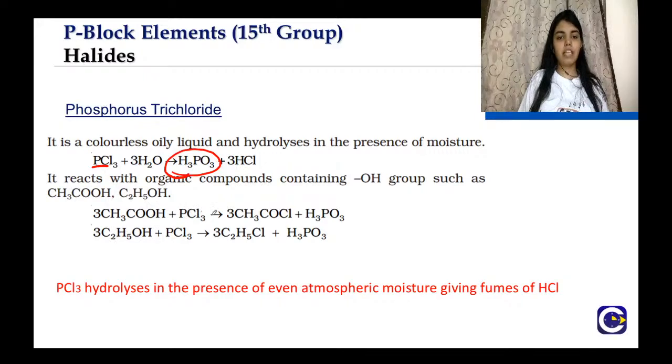Here, acylation is taking place, CH3COCl is being formed, right? And here that OH group is replaced by chlorine itself. Here also, in C double bond OH, this OH is replaced by chlorine itself. So PCl3 is also known as a chlorinating agent. PCl3 hydrolyzed in the presence of even atmospheric moisture gives fumes of HCl. This is very important. If you keep PCl3 in the atmosphere itself, it can get hydrolyzed even with the moisture that is present in the atmosphere.